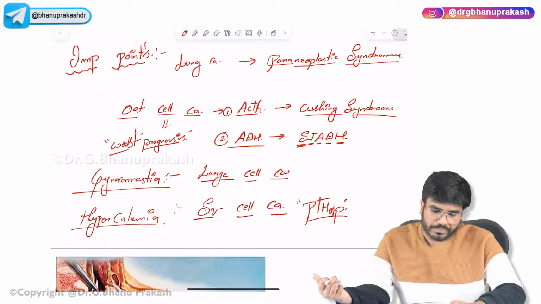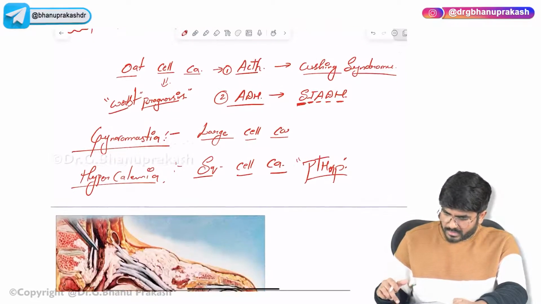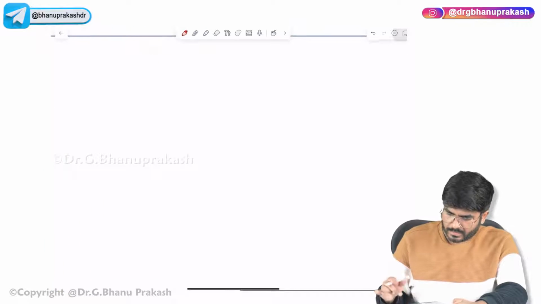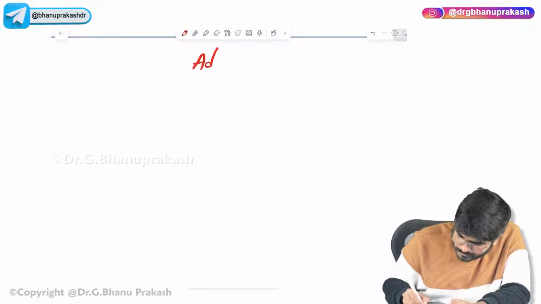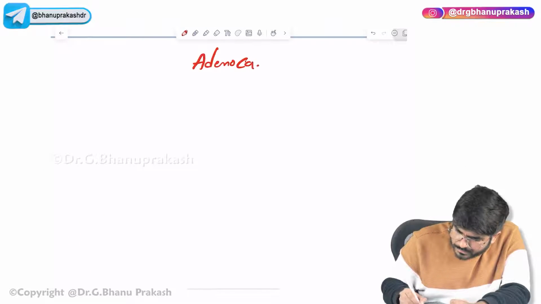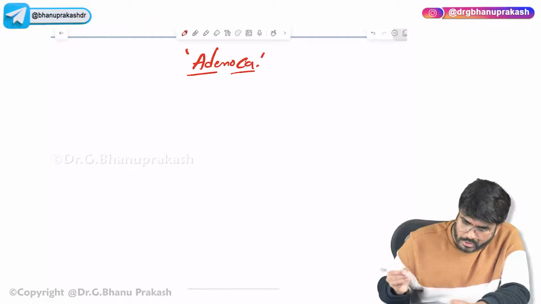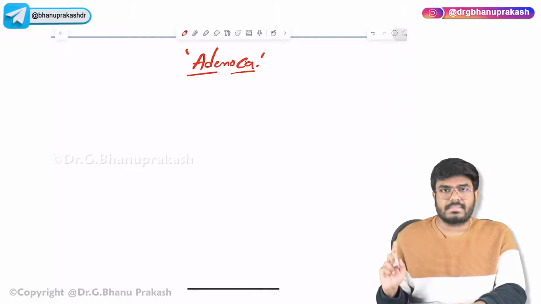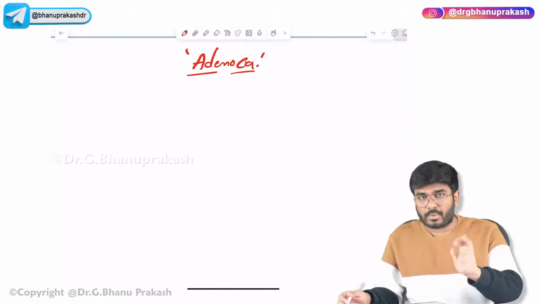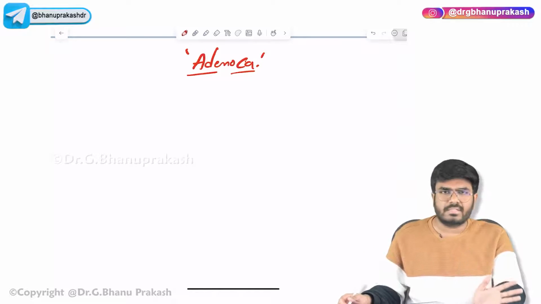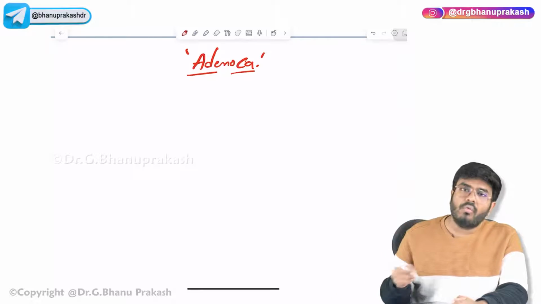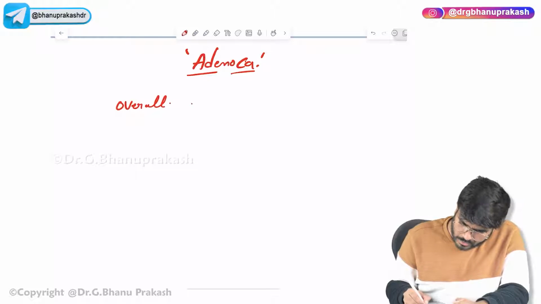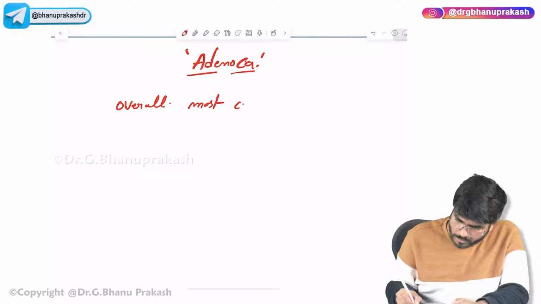What else you should know is, let me write important points about adenocarcinoma. Adenocarcinoma of the lung. See, out of all lung cancers, I am talking right now about the primaries. Most common overall is secondaries, okay. In the primaries, the overall most common is adenocarcinoma. Overall, most common.